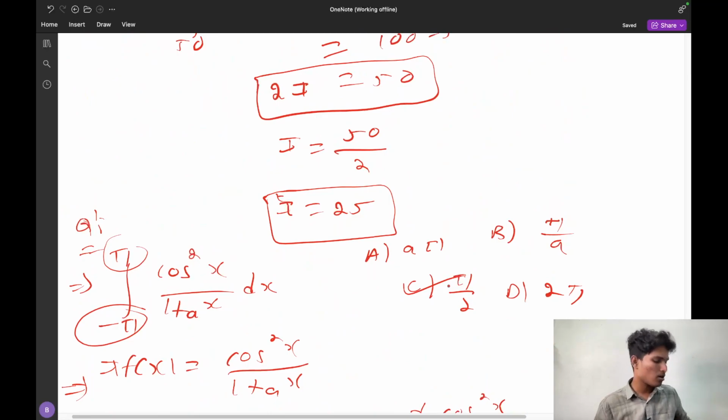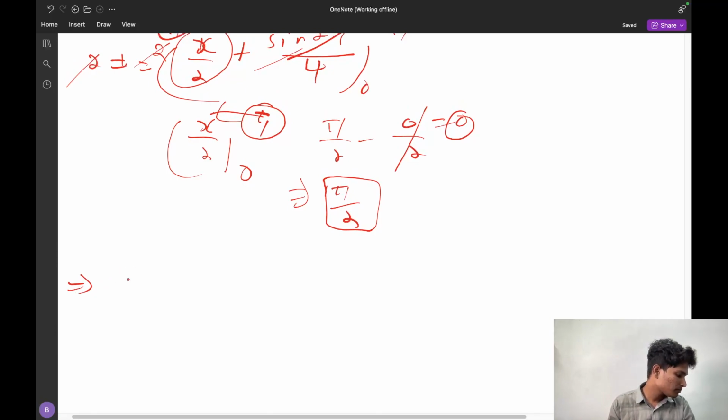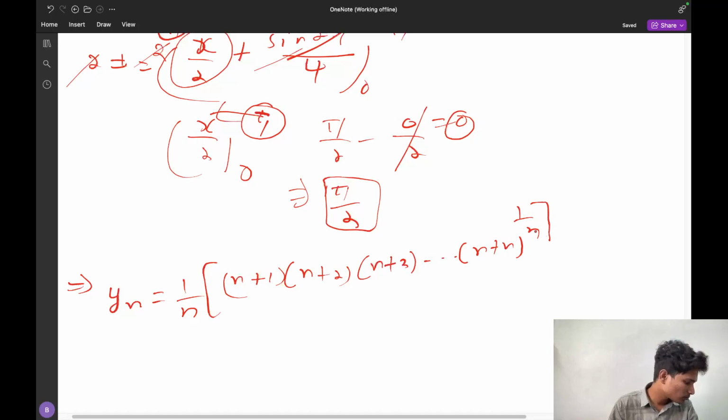So we have completed the definite integration problems also, but I already said I will explain one limit sum problem. The limit sum problem is: given yn is equal to 1 by n into n plus 1, n plus 2, n plus 3 and so on up to n plus n, whole power 1 by n. They gave the question like this, the entire thing.